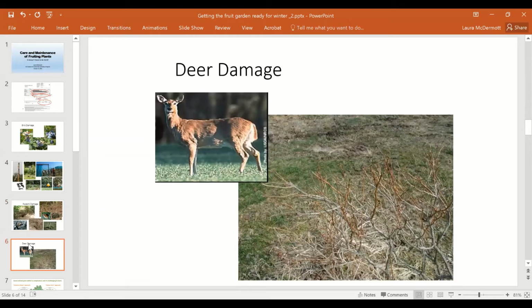There we go. And lastly is deer damage. This is some damage from the stripped canes. Deer love apples, young apple trees. They absolutely adore strawberries. There is not a fruit crop that they detest, but they really love strawberries and apples.